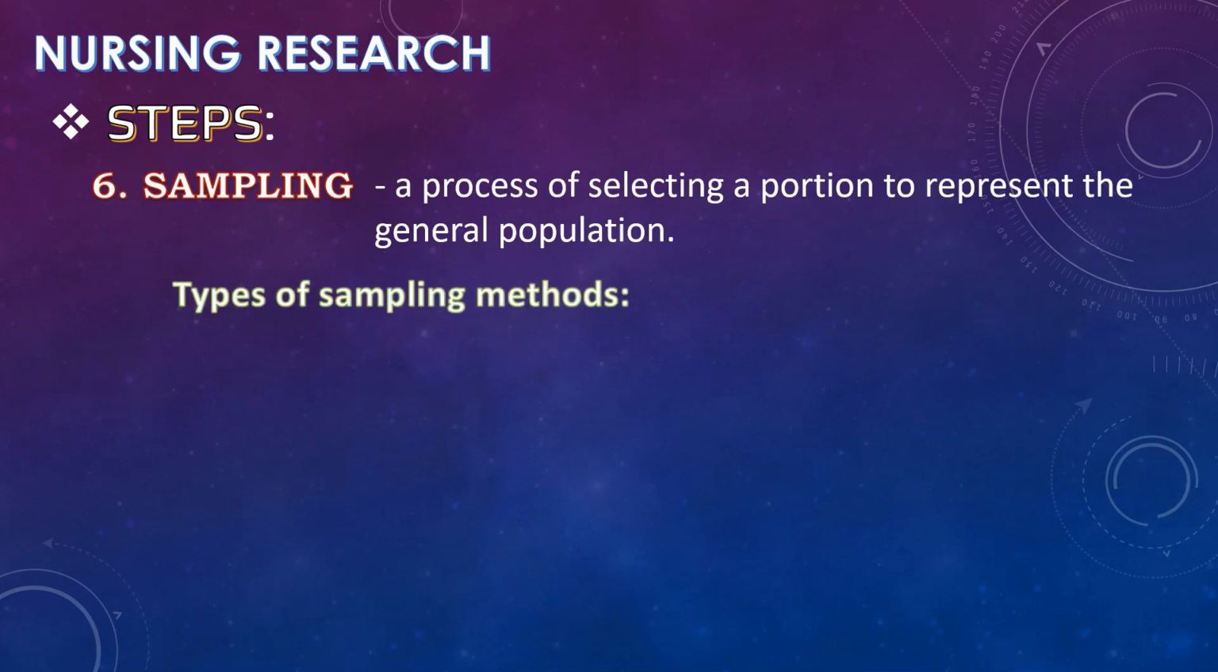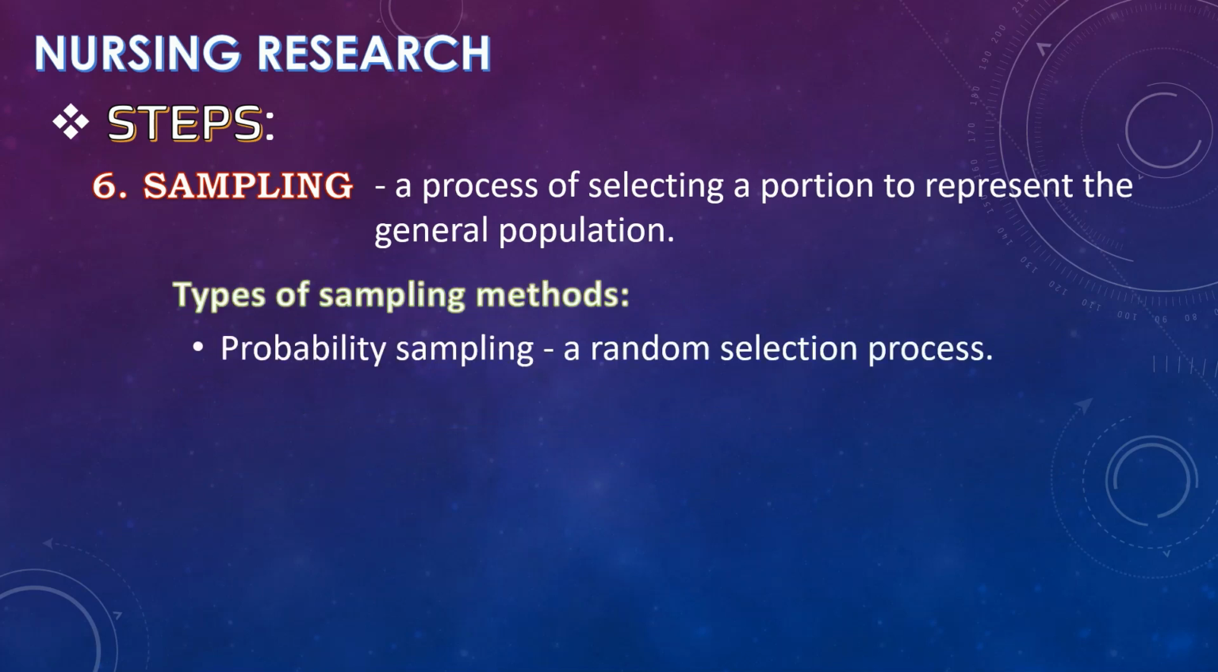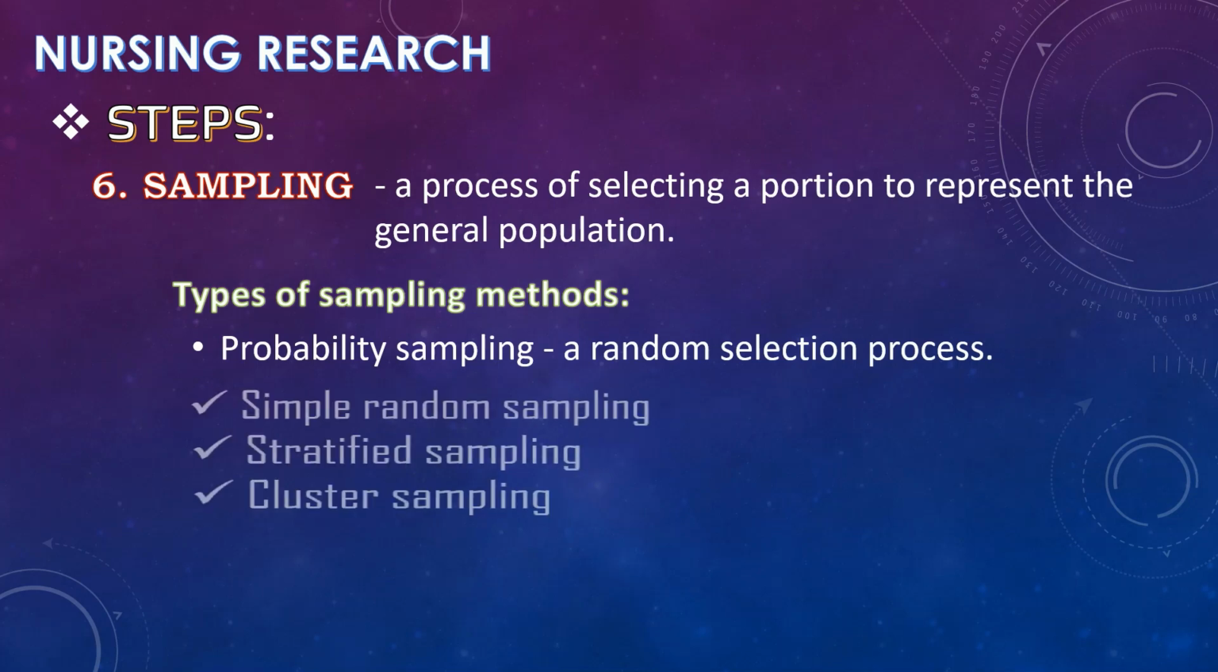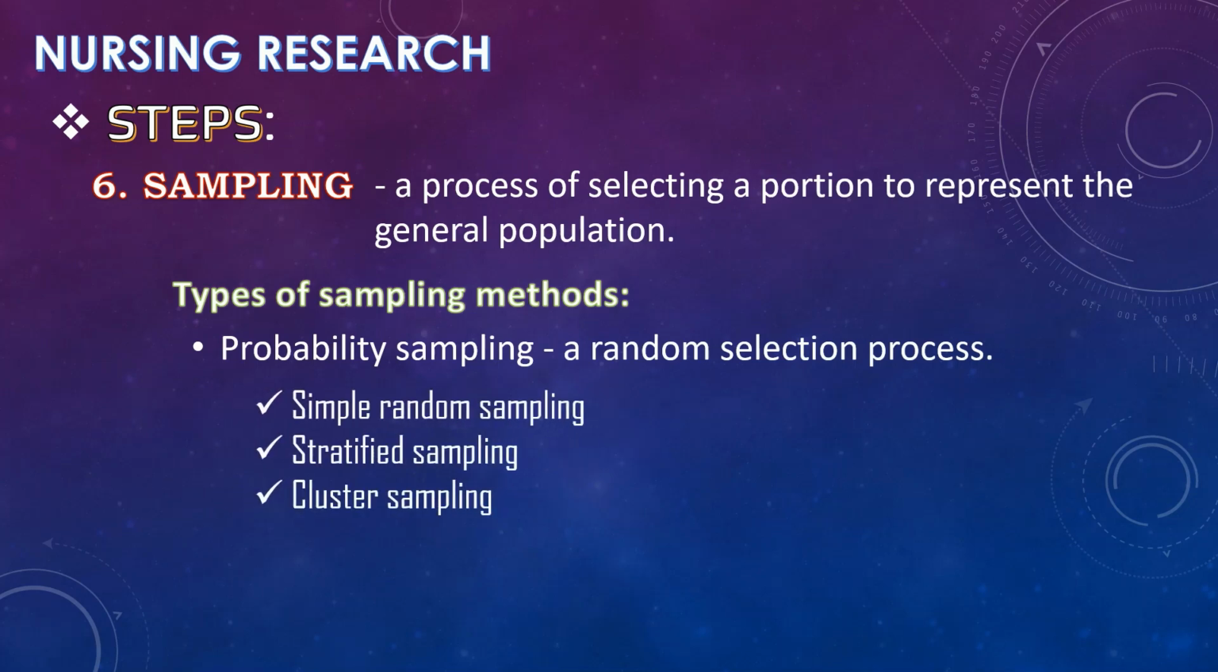We have two types of sampling methods. First is probability sampling. It is the use of a random selection process to guarantee an equal chance to be selected. This includes simple random sampling like the lottery or fishbowl method. We also have stratified and cluster sampling.